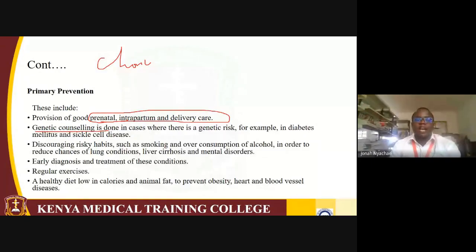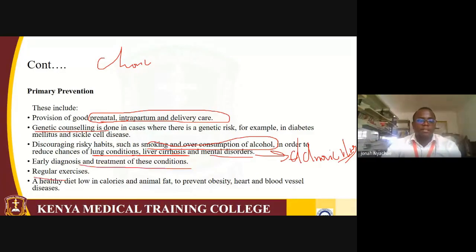So discouraging risky habits such as smoking and overconsumption of alcohol in order to reduce lung conditions, liver cirrhosis, and mental disorders. Remember, this qualifies as a chronic illness. So early diagnosis and treatment, regular exercise, very important, and also a healthy diet.